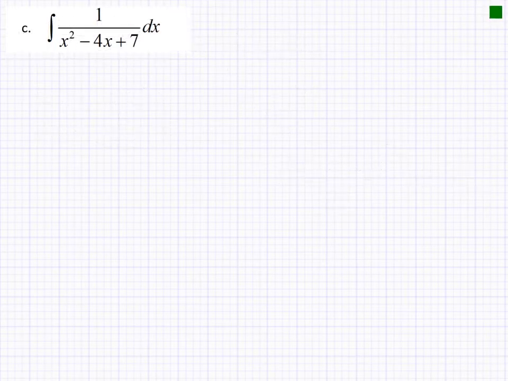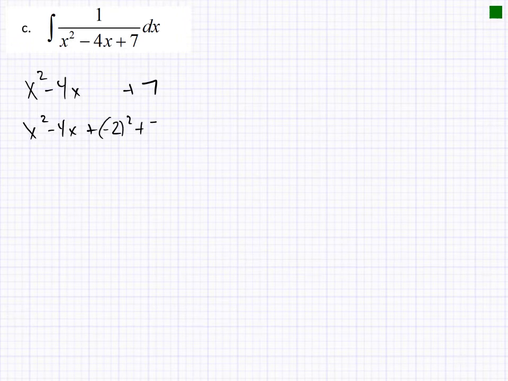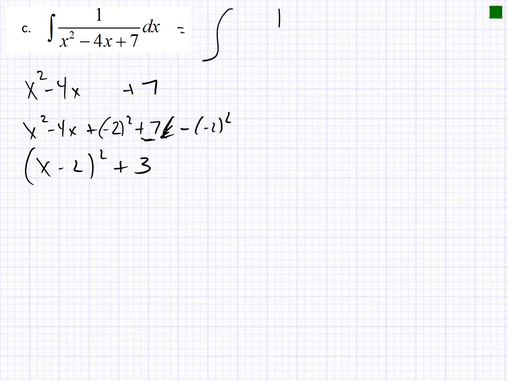Here we're going to use completing the square. So we got x squared minus 4x plus 7. So we have x squared minus 4x plus negative 2 squared. If I add negative 2 squared, I should subtract negative 2 squared. And so I get x minus 2 all squared. 7 minus 4 gives me 3. And so now I have the integral of 1 over x minus 2 squared plus 3 dx.